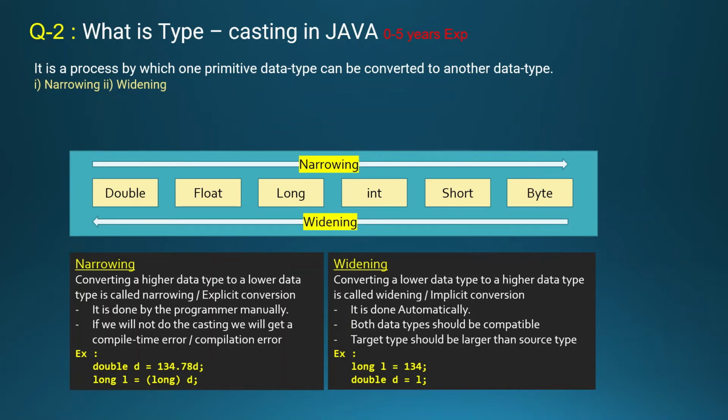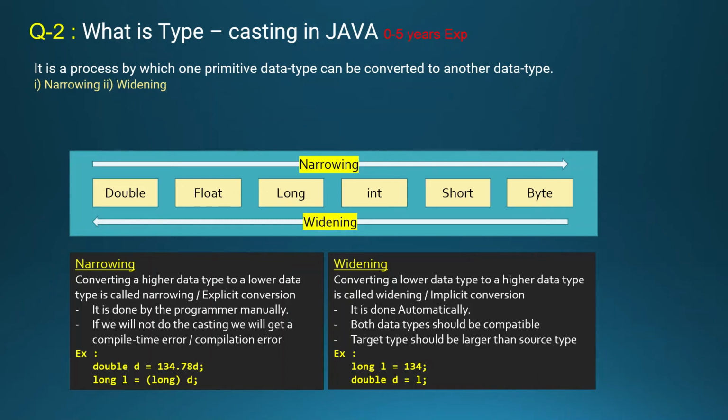Now, in case of widening, what is it? It is similar, but from a lower type we are converting to a higher type. So that is called widening or implicit conversion. Why implicit? Because it is done automatically. But there is one condition: both data types should be compatible.